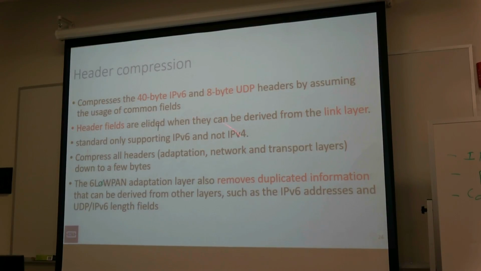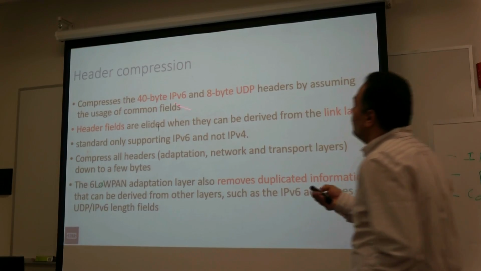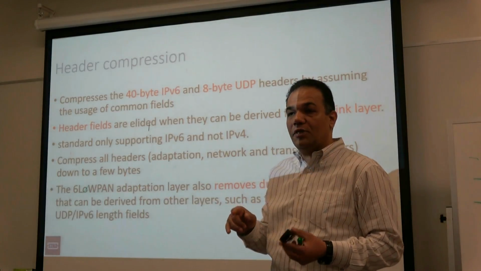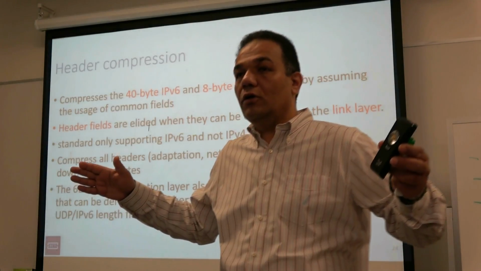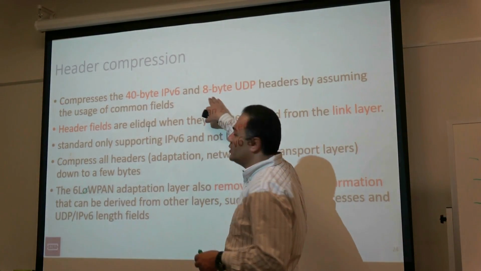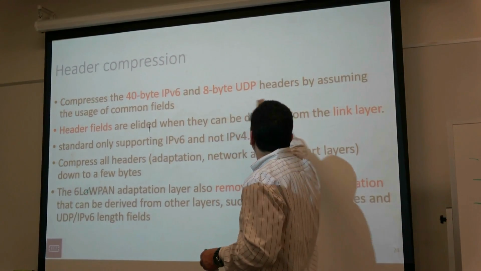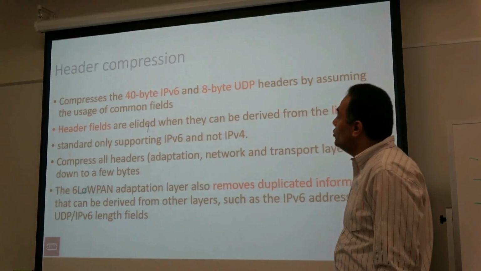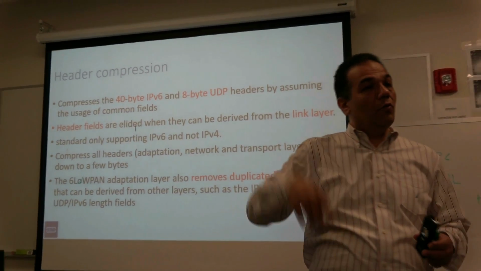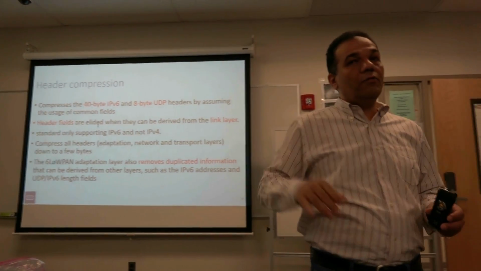So we'll come to header compression in here. It compresses the 40 bytes of IPv6. If you go to the previous class when we studied IPv6, what is the size of the header? 40 bytes. All right. And for UDP, what's the size of the header? 8 bytes. Okay. By assuming the usage of common fields, there is a common field between these headers. Remove the common things. Don't have to repeat them.